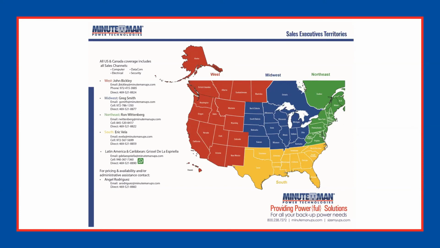In the south, we have Mr. Eric Vela, who can assist you, as you can see, covering from Texas over to Florida, the Carolinas. We have our northeast sales exec, Mr. Ron Wittenberg. As you can see in green, he covers from Quebec down to Virginia. So for those in the Northeast that need any help or have any questions, please reach out to Mr.